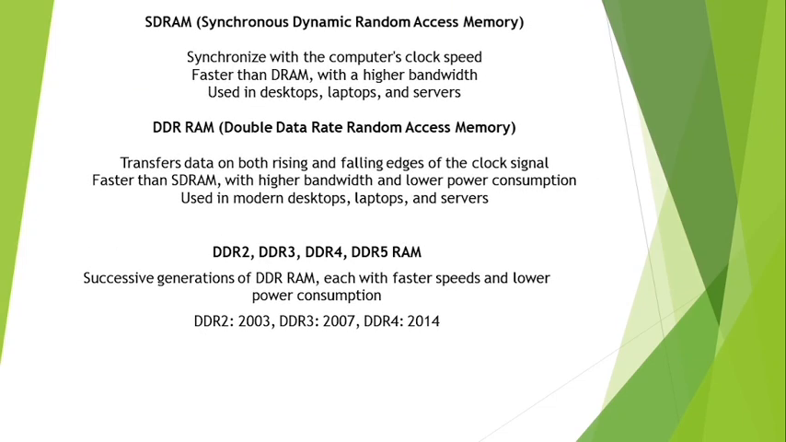Our other types of RAM. This is the synchronous dynamic random access memory. It synchronizes with the computer's clock speed, is faster than the DRAM we saw first, and has a higher bandwidth. It's mostly used in desktops, laptops, and servers.